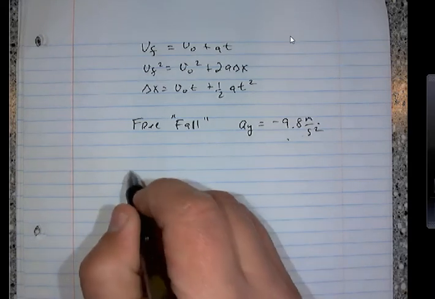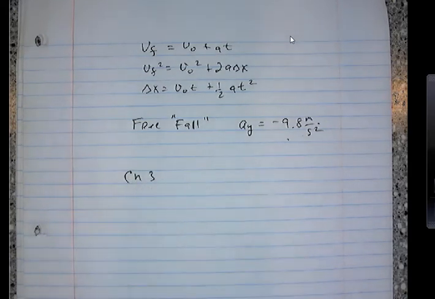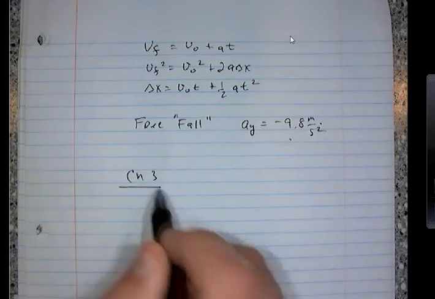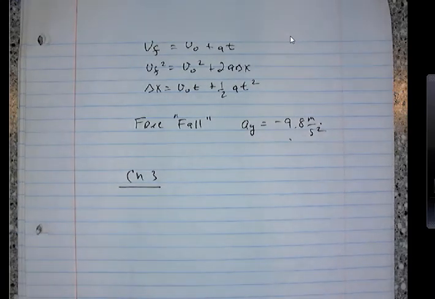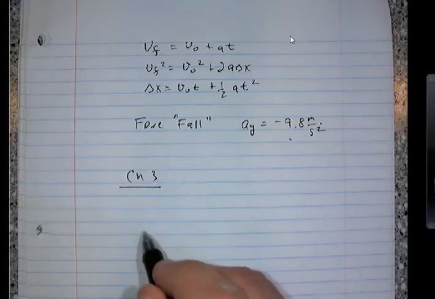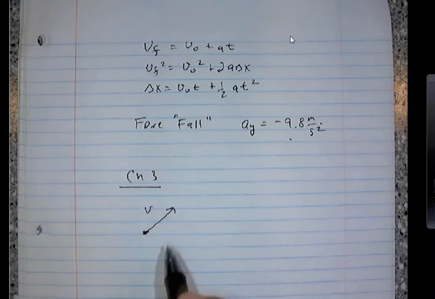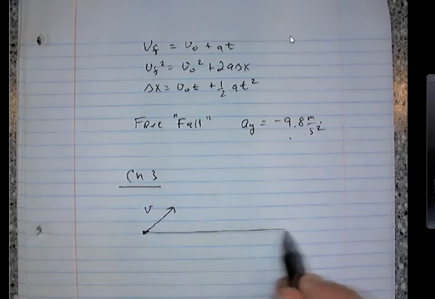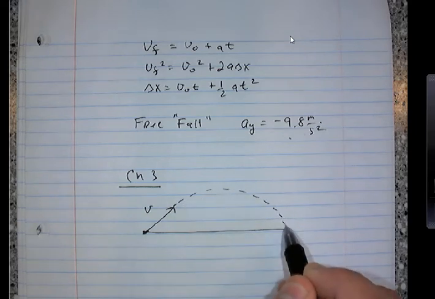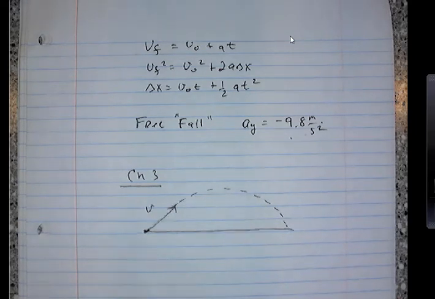Okay, so next was chapter 3, which was 2-dimensional motion, and the part that we covered in this chapter was projectile motion. So not only do we have motion in the x direction, we also have motion in the y direction. So you have to look at those things separately. So it might be something like this. You launch something at some initial velocity and some initial angle, and maybe you want to figure out how far it flew, different things like that.